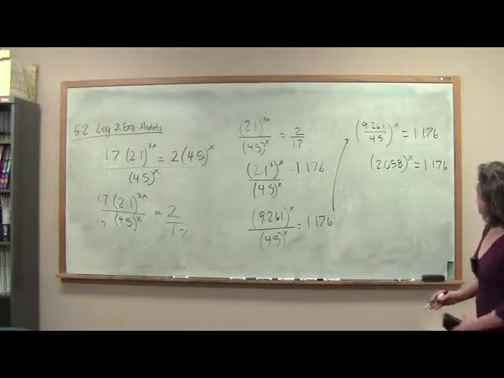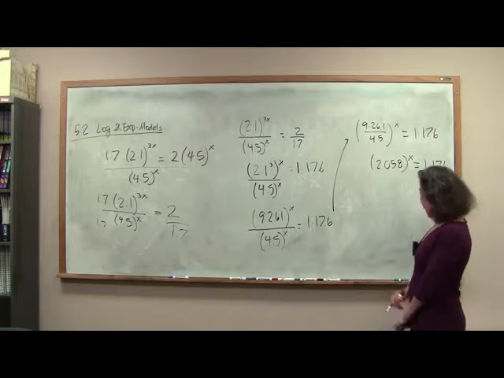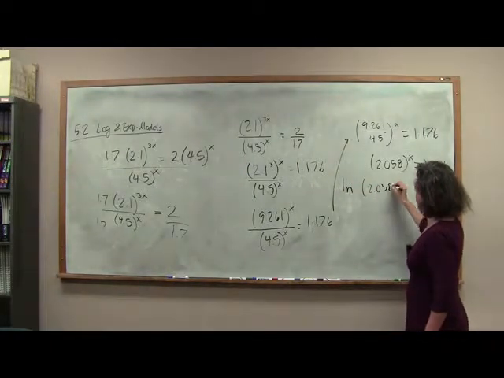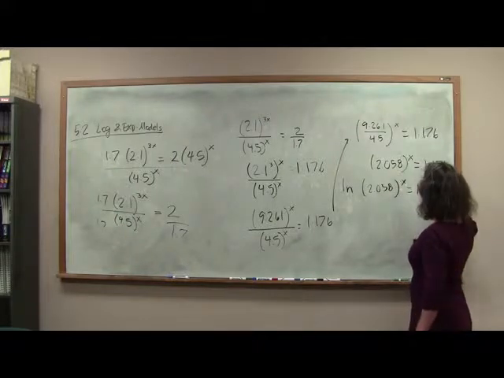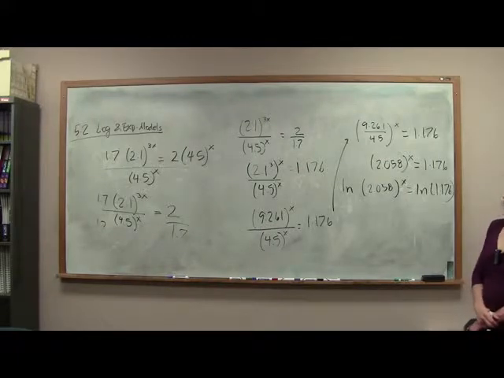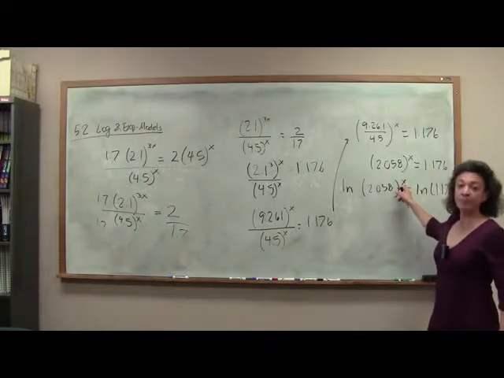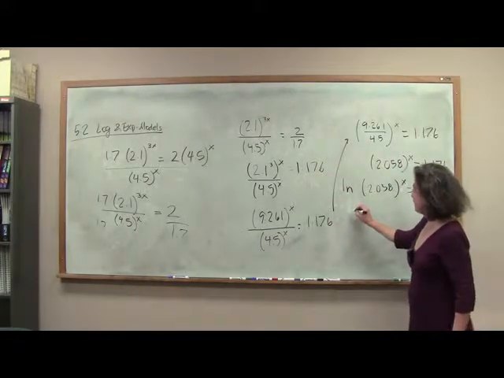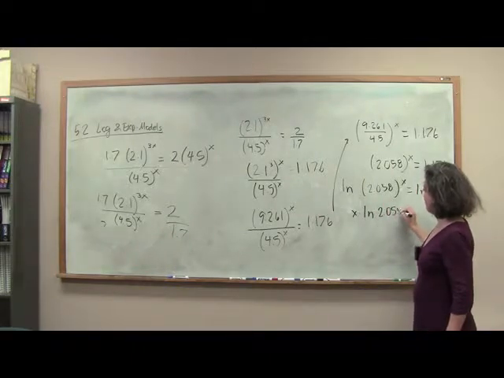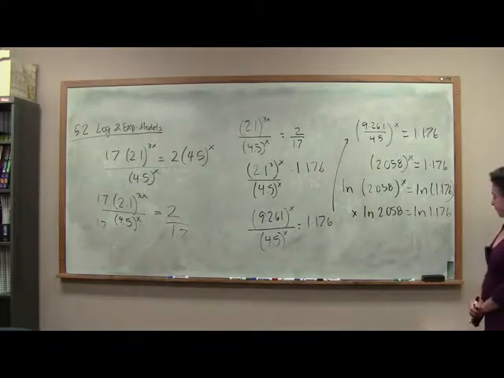Now, in this case, it doesn't matter whether we take the log or the natural log. As I mentioned to you guys last time, I'm a natural log type of person usually. But remember, what you want to do is take the log of both sides. Then you use the property that says if you take the log of something raised to a power, you can bring your power down in front. So we're going to have x times the natural log of 2.058 is the natural log of 1.176.